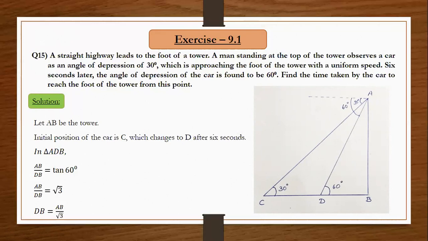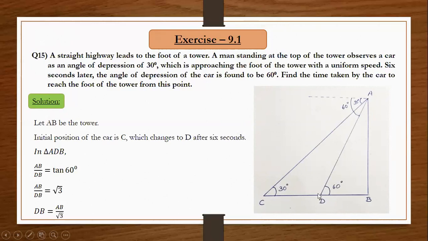Let AB be the tower. The initial position of the car is C, which changes to D after 6 seconds. So first, when he sees from C, the angle of depression is 30 degrees. Again, from the previous question, I already told you, these two are parallel. Considering this to be a transversal, this angle would be 30 degrees. In the same way, as the car approaches the tower, the angle of elevation is 60 degrees. Now this angle would be 60 degrees again. We have to find the time taken by the car to reach the foot of the tower from this point.